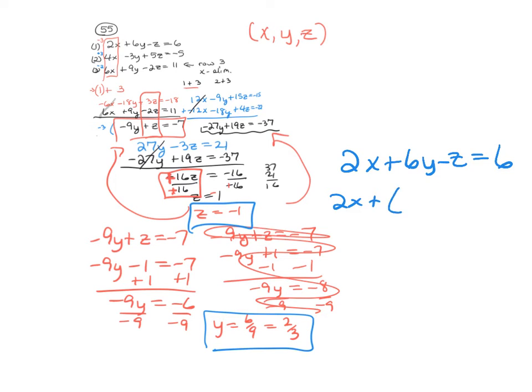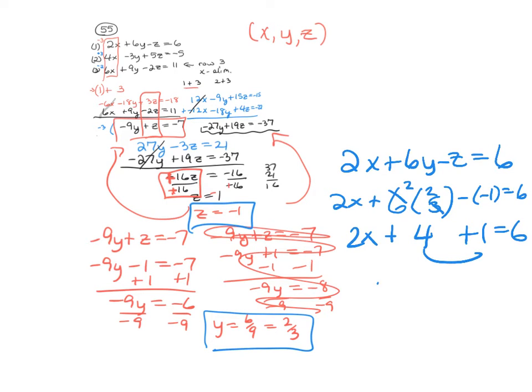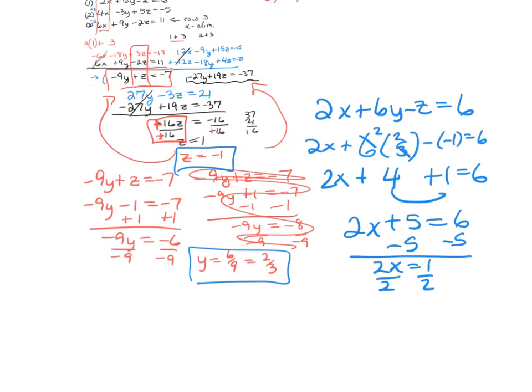My y was 2/3, and my z is -1. So this becomes negative. So this is really +1. This, when I simplify, becomes a 4. I'm going to add these two. +5 equals 6. Move the 5. 2x equals 1. Divide by 2. And x equals 1/2.